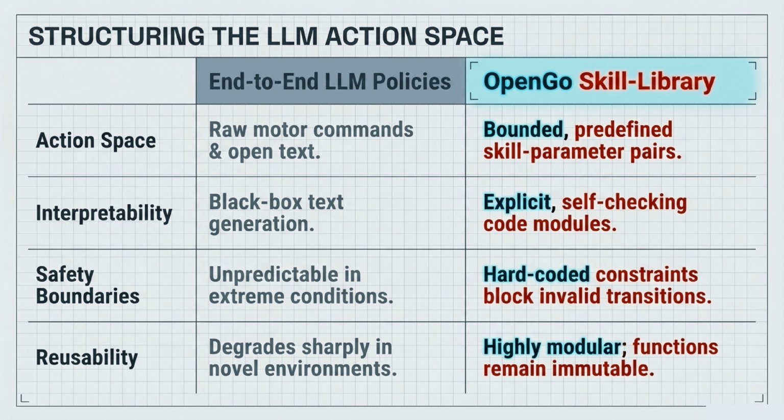So, how do we fix this? By structuring the LLM's action space. Look at the difference between standard end-to-end LLM policies and our OpenGo skill library. Instead of letting the AI spit out unpredictable raw motor commands, OpenGo uses bounded, predefined skill parameter pairs. Instead of black box generation, we use explicit, self-checking code modules. And most importantly, instead of behavior degrading sharply in novel environments, our functions remain completely immutable and highly modular, with hard-coded constraints blocking any invalid moves.